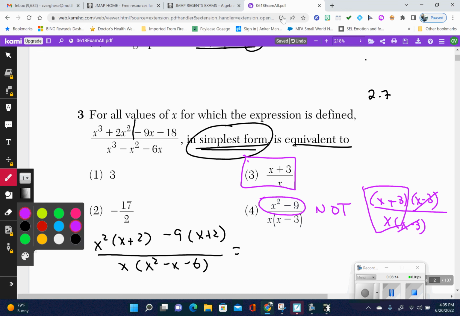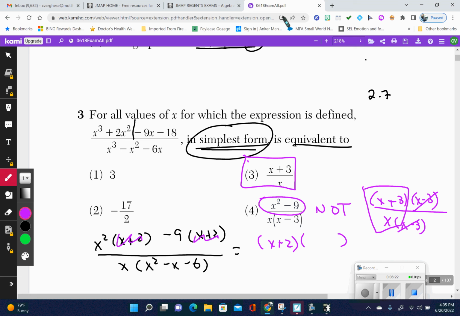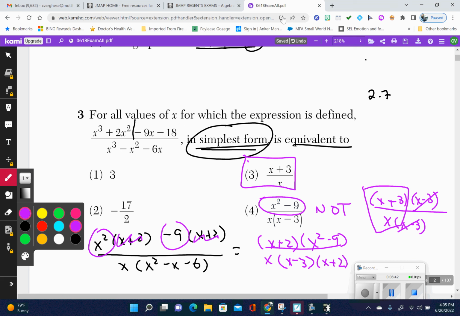So my x plus 2 is going to be written out once. So I write down the x plus 2, and I write down what's left, right? The x plus 2 is gone. Then I'm left with an x squared and a minus 9. So I'm going to write x squared minus 9. And then on the bottom, I have x parentheses. I can double bubble this. That's going to be x minus 3, and x plus 2. The x plus 2's can go ahead and just cancel out because they're the same.